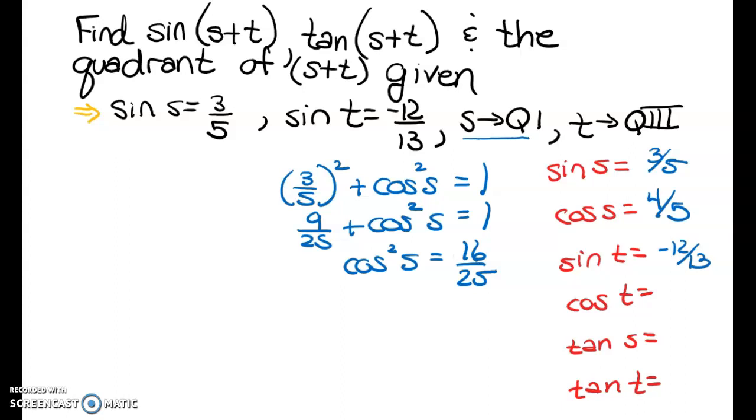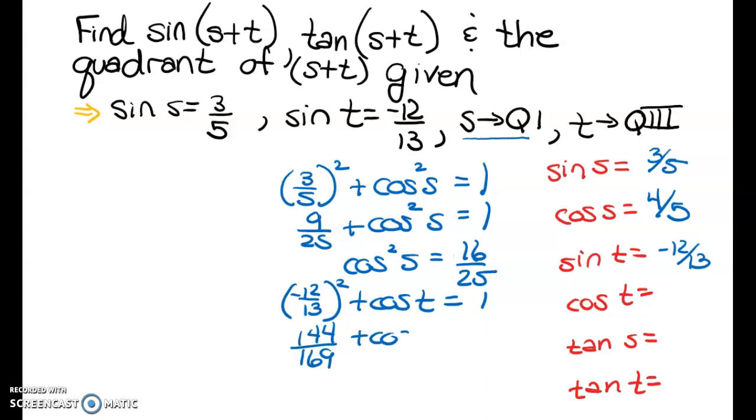Well, let's do the same thing for the cosine of t. So I know the sine squared of t is negative 12/13 squared plus the cosine squared of t has to equal 1. When I square negative 12/13, I get 144/169 plus the cosine squared of t equals 1.